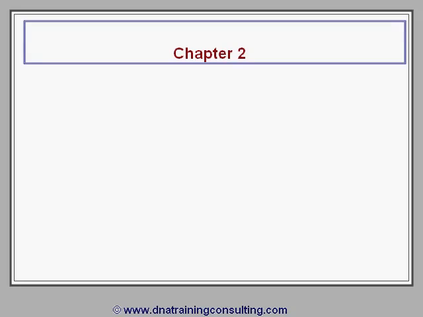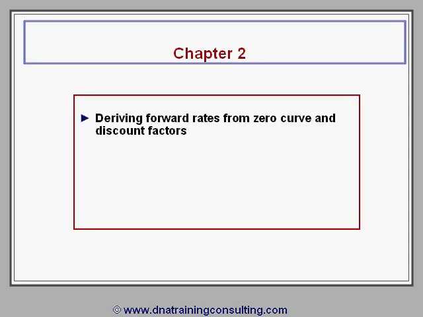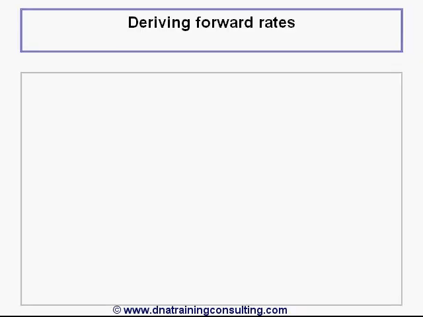This chapter 2 builds on your understanding of zero coupon rates and discount factors to teach you how to derive forward rates for each maturity. Our first step is therefore to define a forward interest rate.